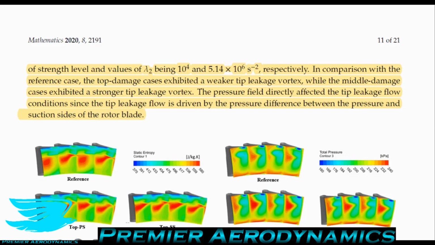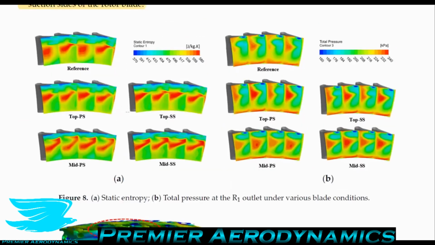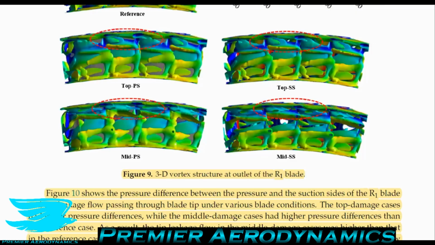The pressure field directly affected the tip leakage flow conditions, since the tip leakage flow is driven by the pressure difference between the pressure side and the suction side of the rotor blade. And you can see that if you look at the blades at the trailing edge, the pressure is a little bit lower for the blades where the tip was damaged compared to the reference case. And then also for the blades where the midsection was damaged, the pressure is a little bit higher, a little bit lower, sorry. So that's what's driving that change in wingtip vortex.